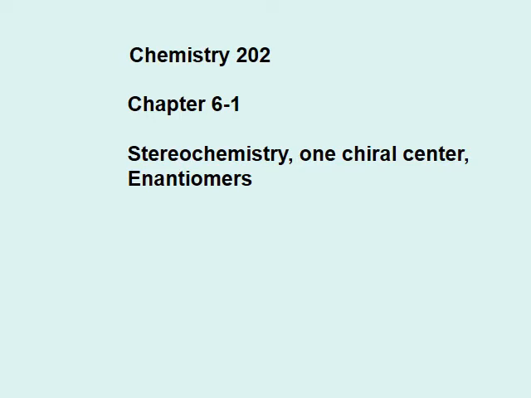In this section of chapter 6, I would like to discuss stereochemistry, chiral center, and enantiomers. I'm going to define them and also give you examples, and then you'll also see a video clip. And I strongly encourage you, in order to understand this particular chapter's materials, that you need to have a chemical model.